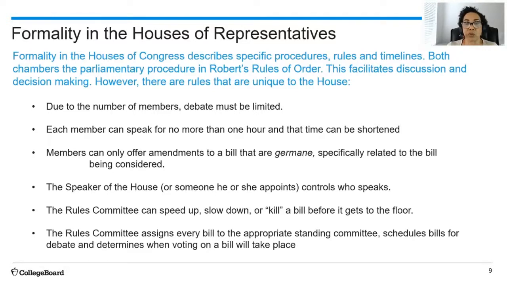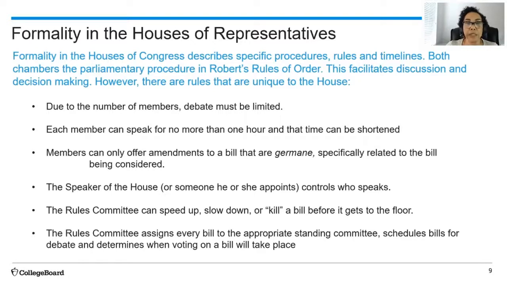The Rules Committee, they are going to determine how quickly or slowly a bill might move through Congress, and it might even make it to where it is stuck in committee and never gets out and then dies. The Rules Committee is the one that's going to assign every bill to the correct standing committee. It's going to schedule the bill for debate and then also for a vote.